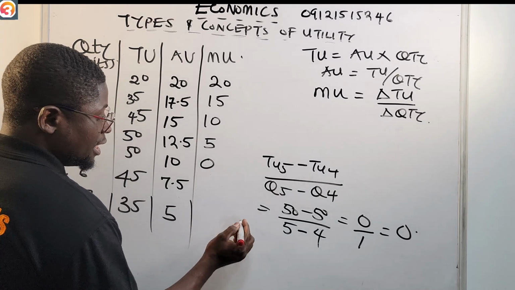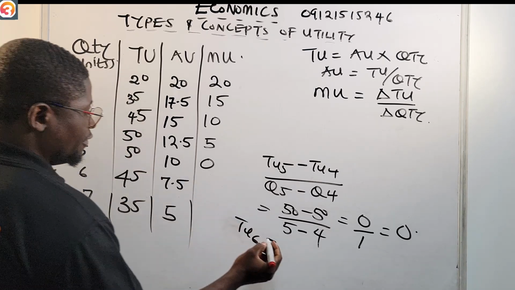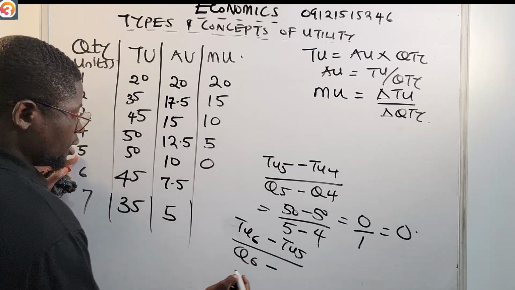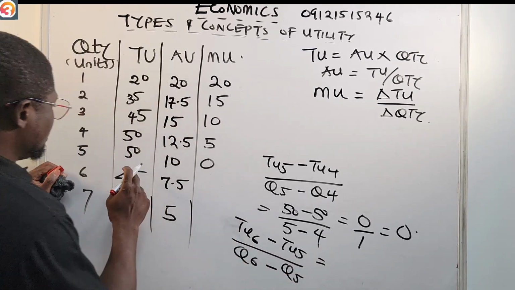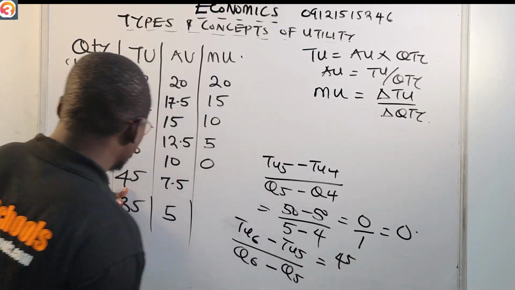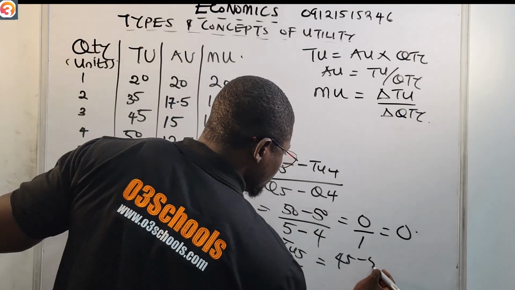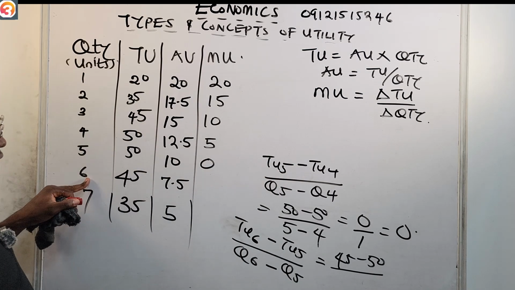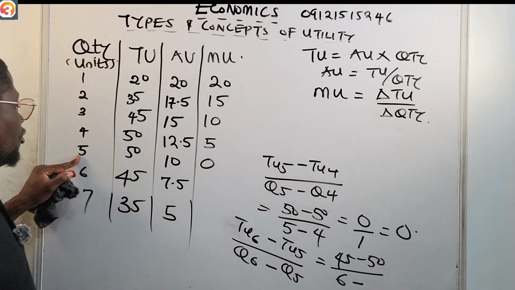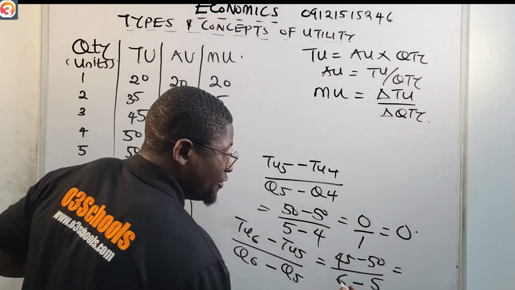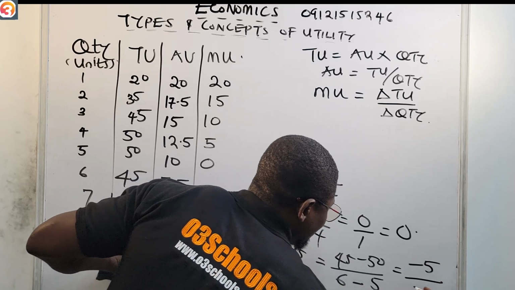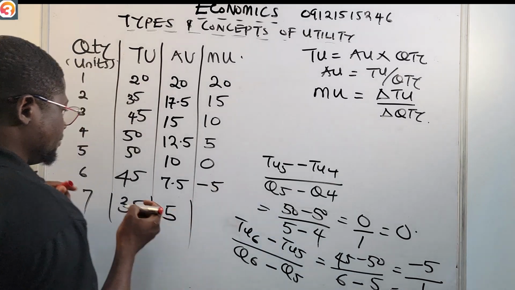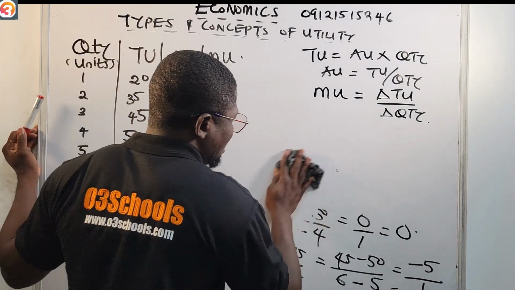So for the sixth one, we'll have TU6 minus TU5 over Q6 minus Q5. TU6 is 45, TU5 is 50, Q6 is 6, Q5 is 5. 45 minus 50 is minus 5, over 6 minus 5, which is 1. So I'm going to have minus 5. All right, so let's put it there, minus 5. Simple. So let us go to the last stage.